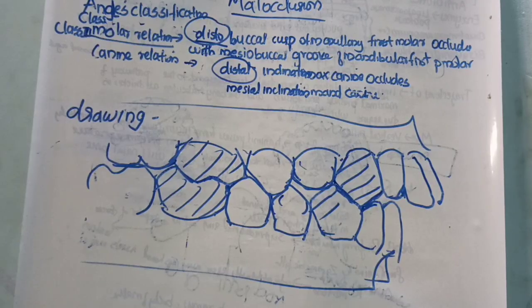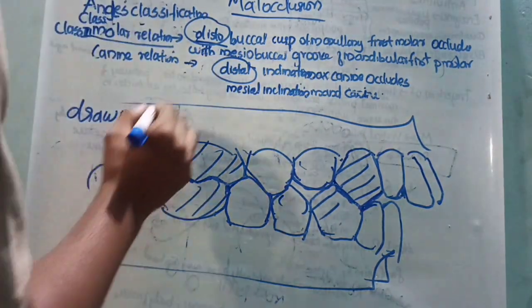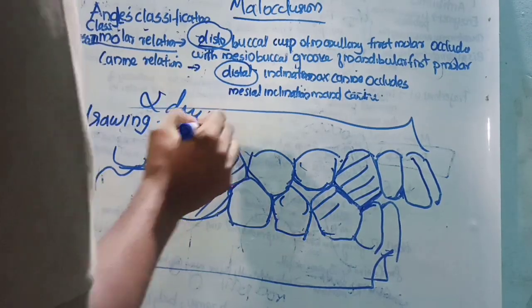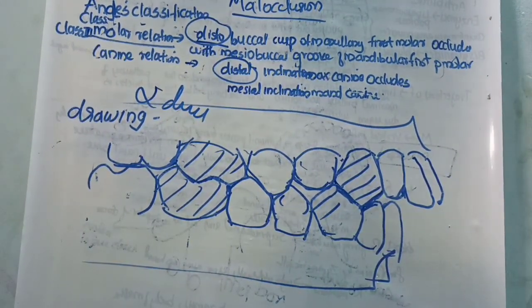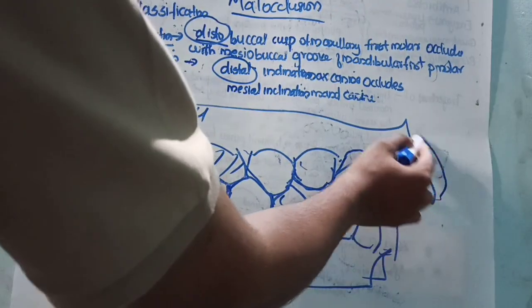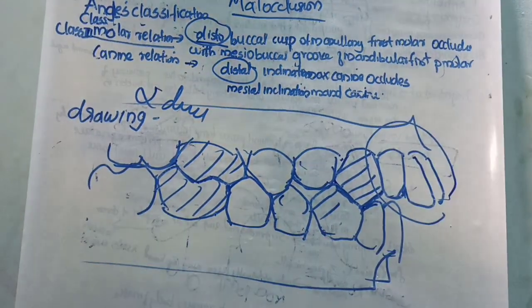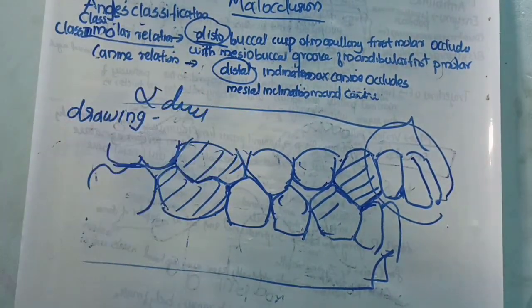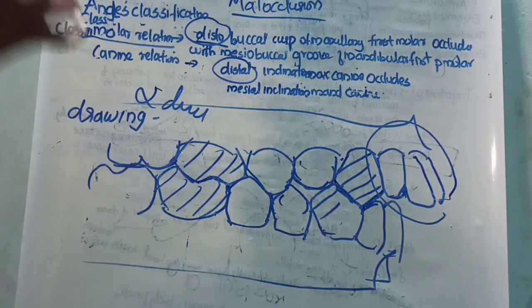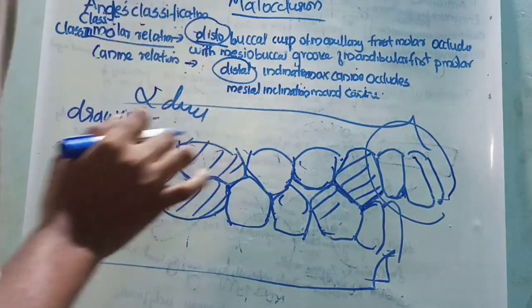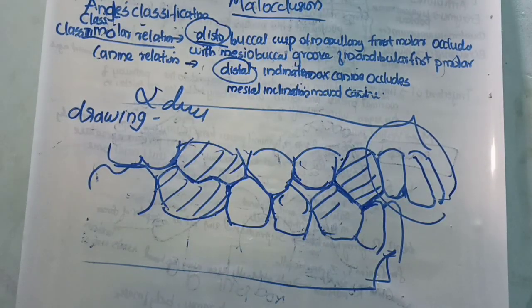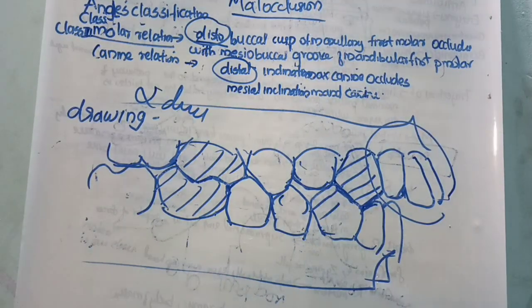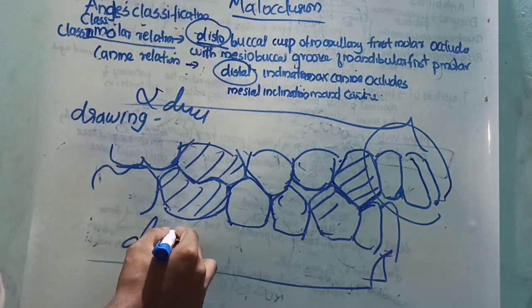One thing to remember is that there are two divisions in class 2 molar relation: division 1 and division 2. The major difference is that in division 1 there is a proclination of the maxillary incisors. This is necessary for a pass mark. To get more marks, you have to know both division 1 and division 2.